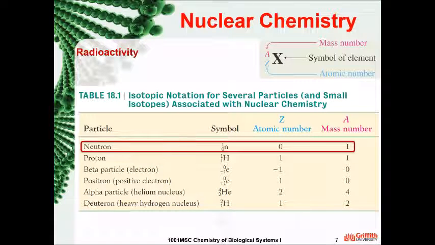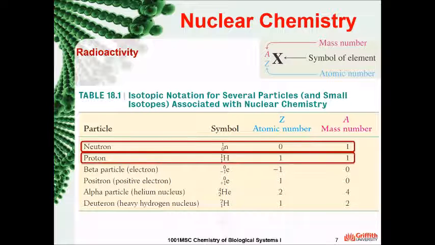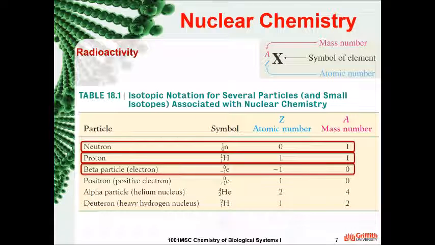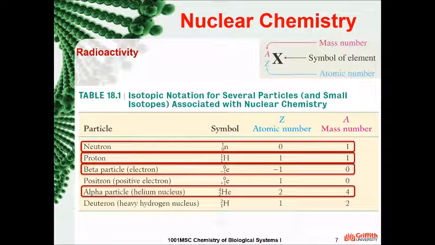A neutron has the symbol 1/0 n. The atomic number is 0 and the mass is 1. A proton is 1/1 H. The atomic number is 1 and the mass is 1. A beta particle is an electron and has an atomic number of -1 and has the symbol 0/-1 e. An alpha particle is a helium nucleus with the symbol 4/2 He. This has an atomic number of 2 and a mass number of 4.